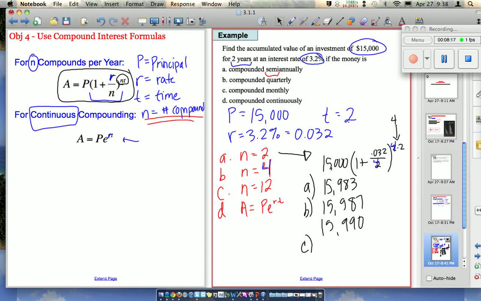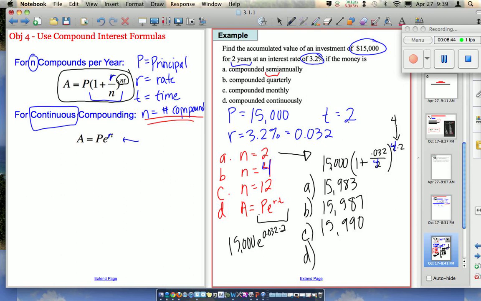So now for this one, I'm definitely going to be punching in something slightly different. For D, I'm going to use this formula. So I'm going to be doing 15,000 times e to the rt. So r is 0.032 times the time, which is 2. So in entering that, we'll see what my best odds are of getting money back.